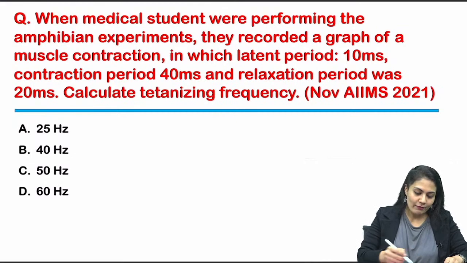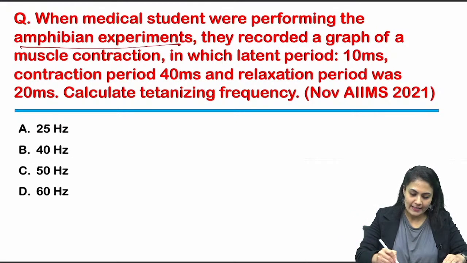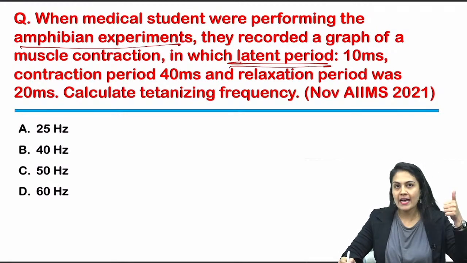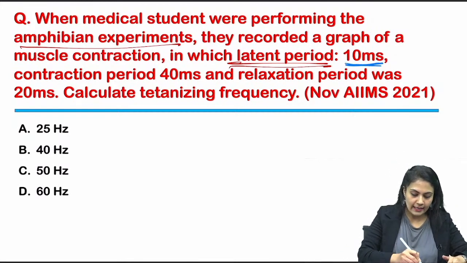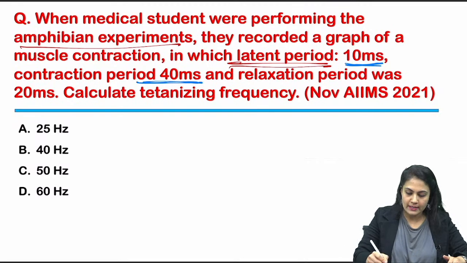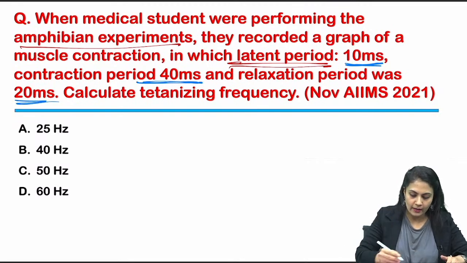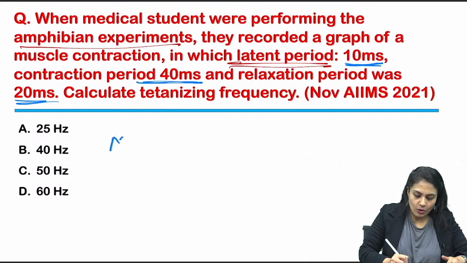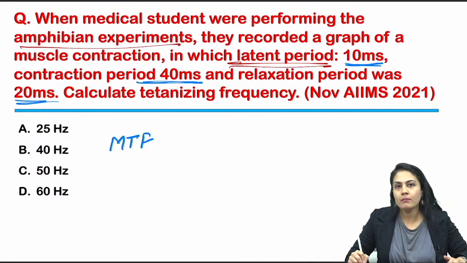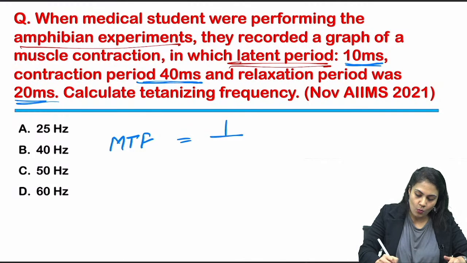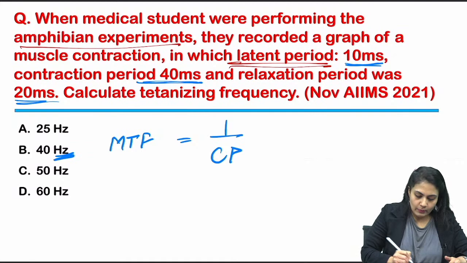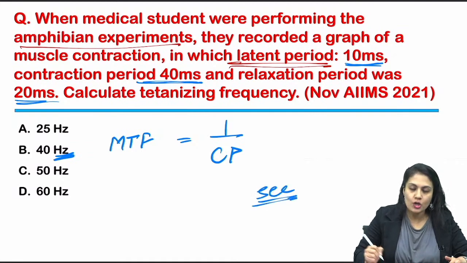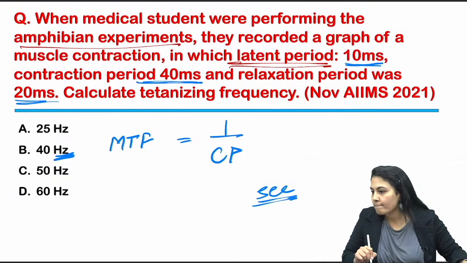When medical students were performing the amphibian experiment again, what did they find out? Nowadays practical questions are coming, so please note, INI-CET as well as NEET is asking this question. The latent period was 10 milliseconds, the contraction period was 40 milliseconds, and the relaxation period was 20 milliseconds. The tetanizing frequency, or minimum tetanizing frequency (MTF), is 1 upon the contraction period. And remember please, the unit will be hertz. That means this is in seconds and not in milliseconds.